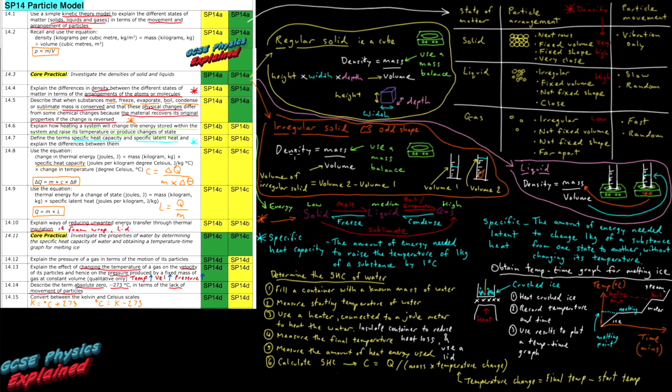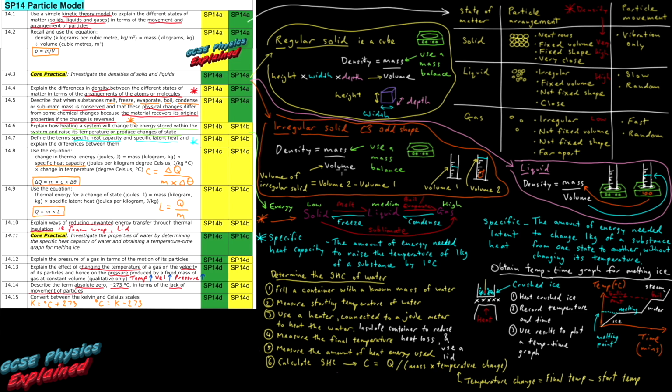In order to get the density of an irregular solid, so that means like an odd shaped solid, again, tell the examiner you're going to use density equals mass over volume. Now you can get the mass once again just by using a top pan balance, so it doesn't matter that it's a funny shape, you can still put it on the top and you'll get the mass.